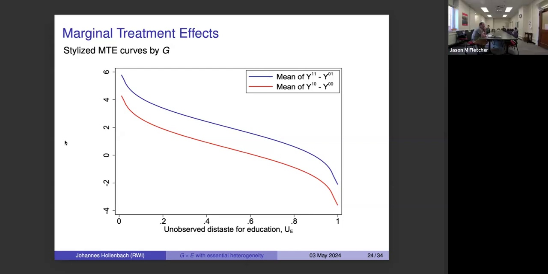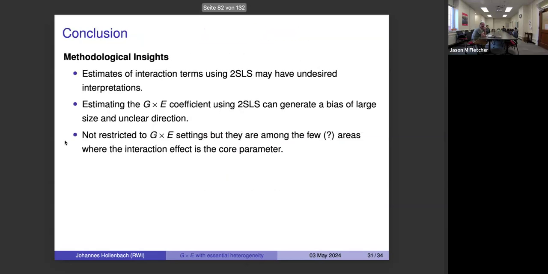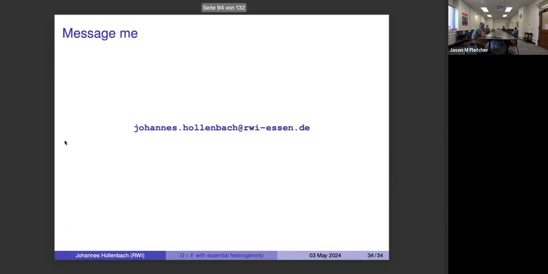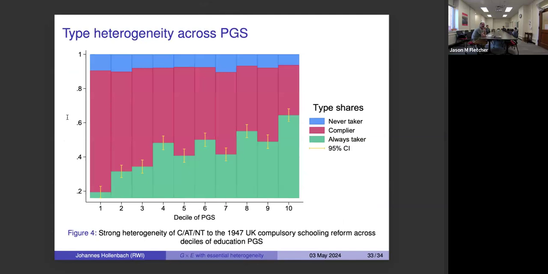So one minor point there. Your last slide had the estimated never taker part, and was it curious to you how little that changes across the PGS distribution?